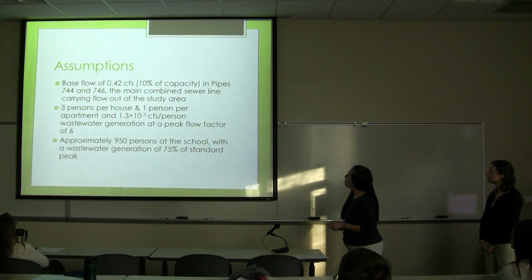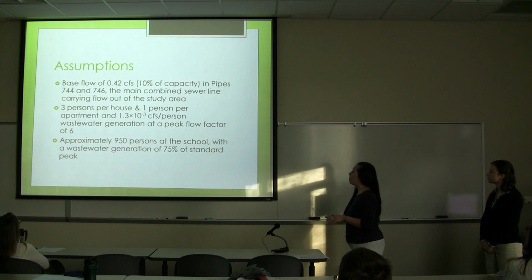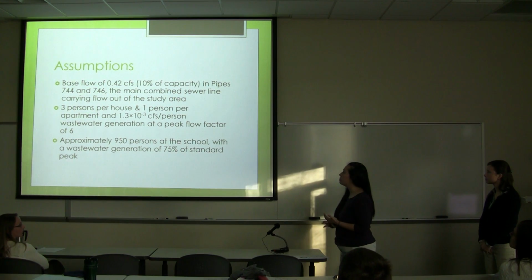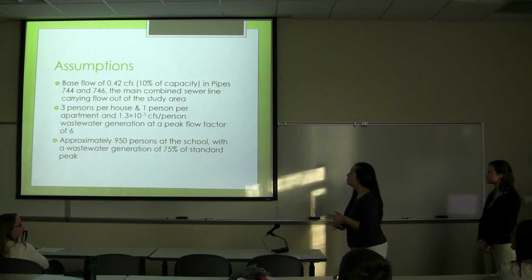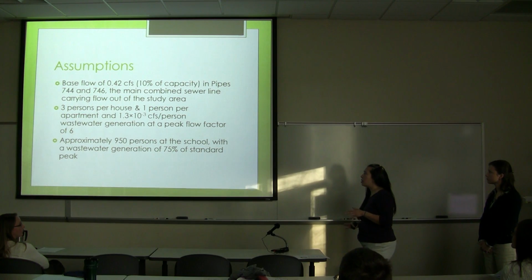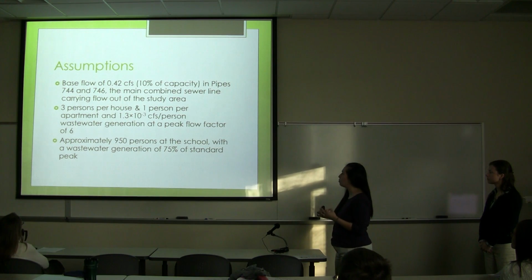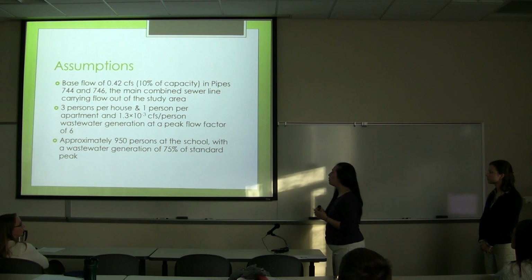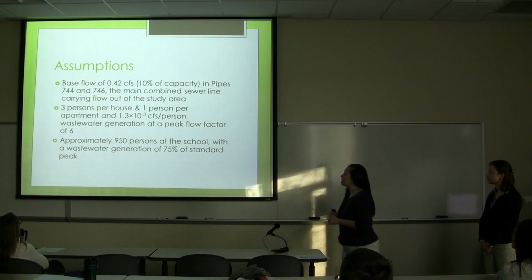Let's see, where was I? Okay, then we had our population. We assumed 3 people per house and 1 person per apartment. We assumed that each of these folks were generating 1.3 times 10 to the -3, so it's a small amount, cubic foot per second of wastewater. And then we assumed that there was a peak flow factor of 6.